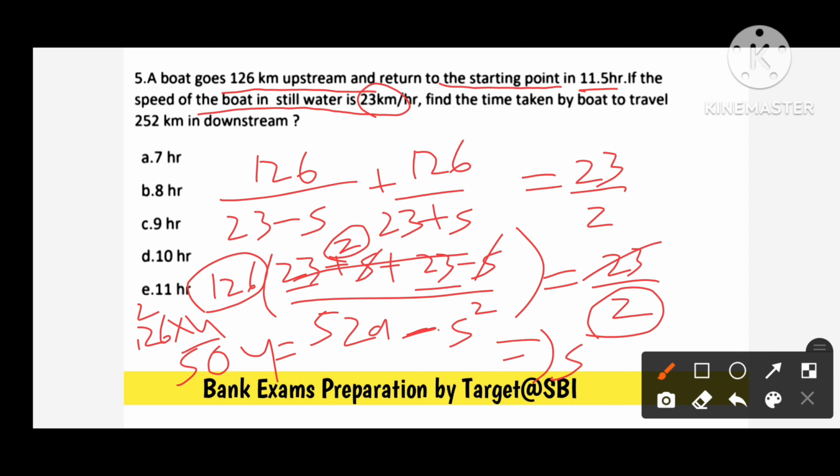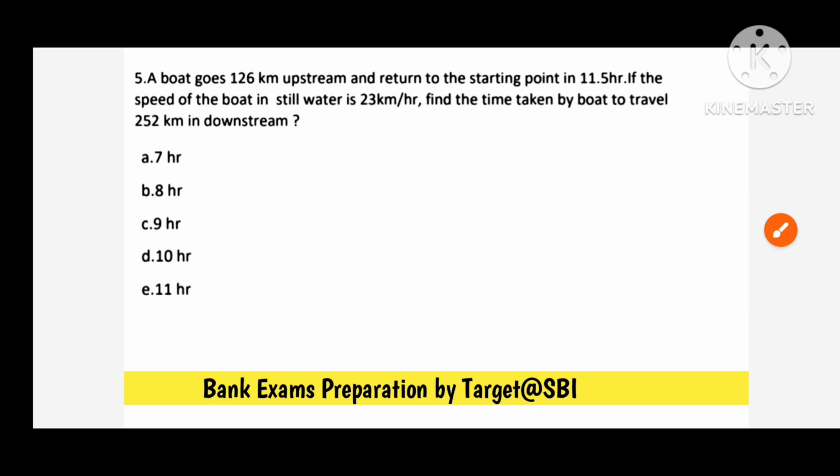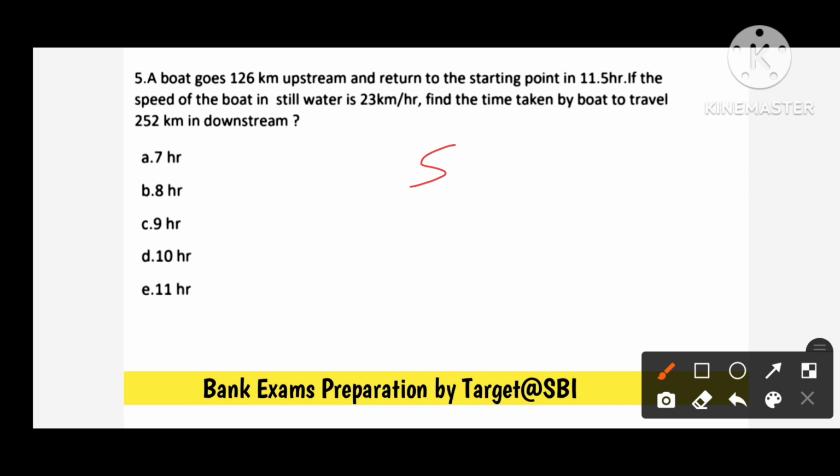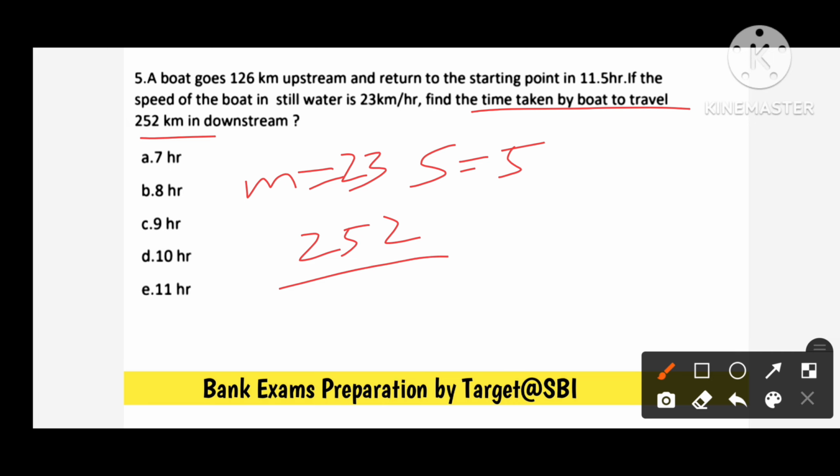So s square equals 529 minus 504, which is nothing but 25. So s value will be 5. Now the question asks to find the time taken by the boat to cover 252 kilometers downstream. So we got s value 5. M value is already given as 23. Now for the time taken to cover 252 kilometers downstream, we take the sum of these two, which is 28. 28 9 times. So option C is the answer for this question.